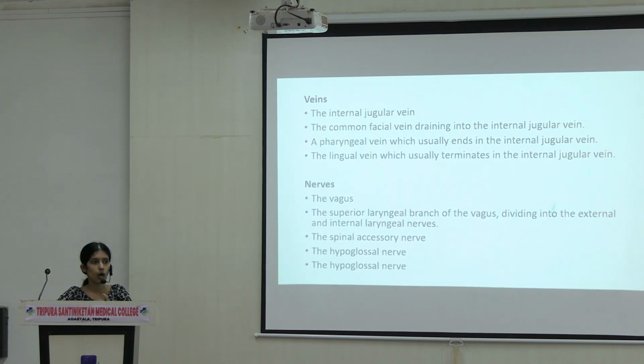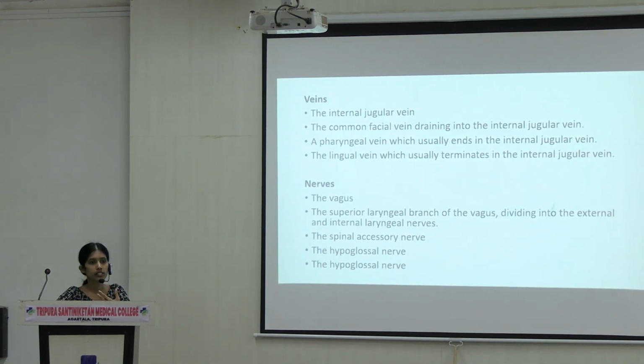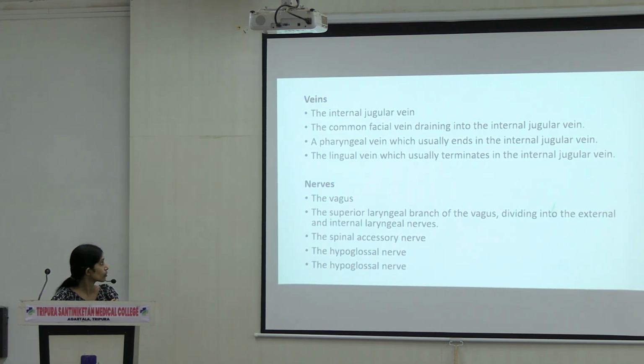So first we have common carotid artery and branches of the common carotid artery, that is internal and external carotid artery. In nerves we have vagus nerve, and in veins we have internal jugular vein and some other veins which come and drain into your internal jugular vein. Those are common facial vein, pharyngeal vein and lingual vein. Okay. Any doubts in the contents? No doubts?